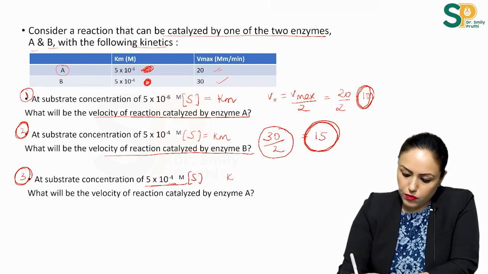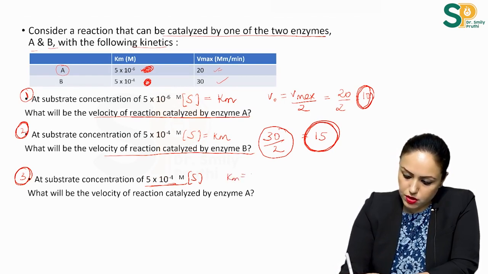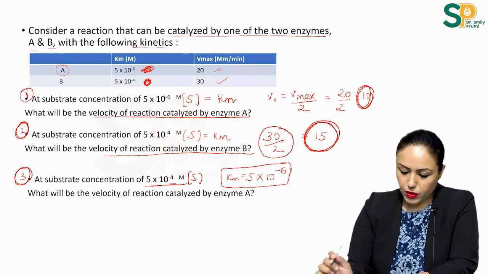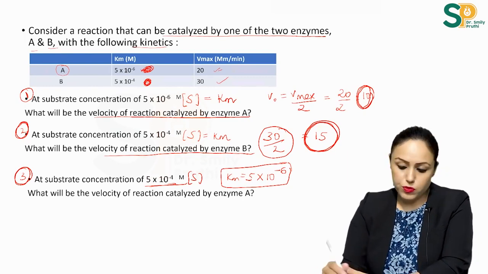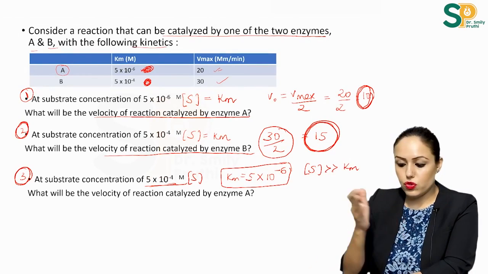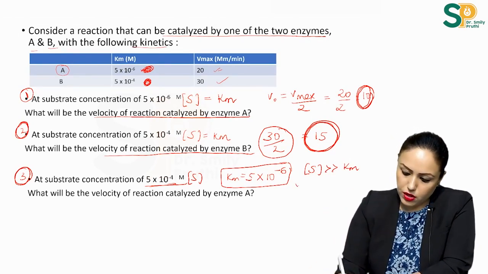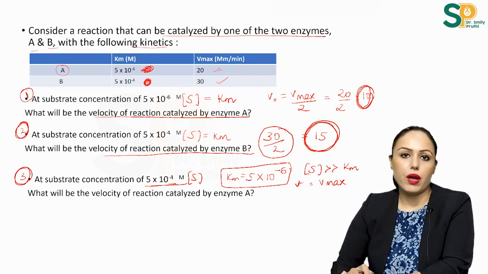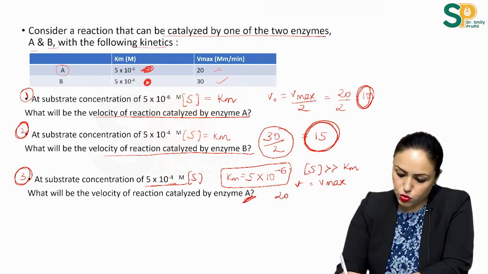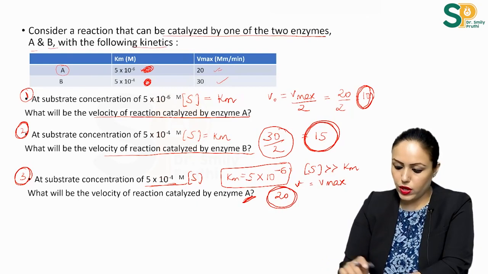Now Km for this enzyme is 5 into 10 to the power minus 6. So which is bigger, minus 6 or minus 4? Minus 4 is bigger. So substrate concentration is more than Km. When substrate concentration is more than Km, then velocity is equal to Vmax. So for enzyme A, Vmax is 20. So the answer is 20 here.